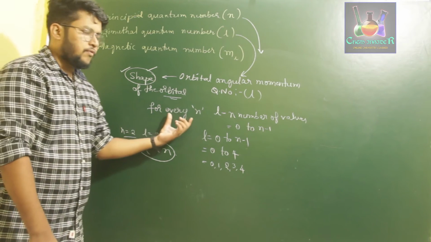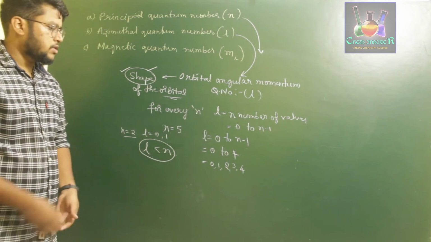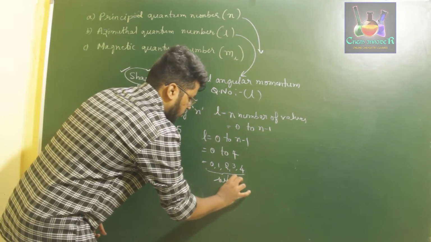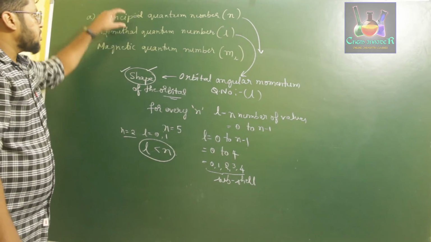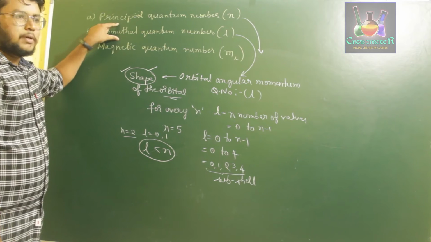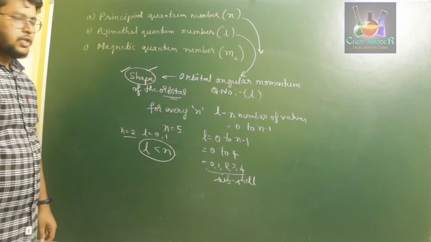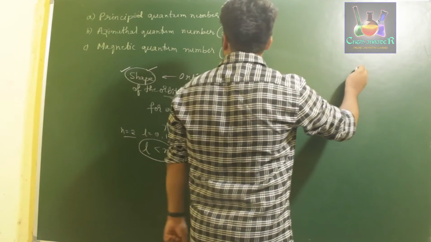As we said, for every n value we have a certain set of L values. These values are called subshells. If the principal quantum number explains the shell of an orbital, the azimuthal quantum number explains the subshell of the orbital. So for every shell we have a certain number of subshells. First I'll write down the principal quantum numbers.